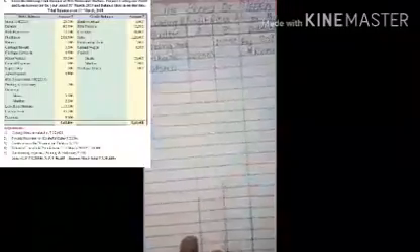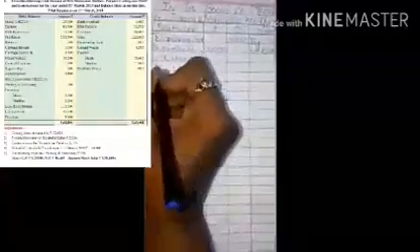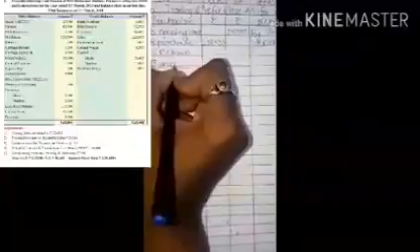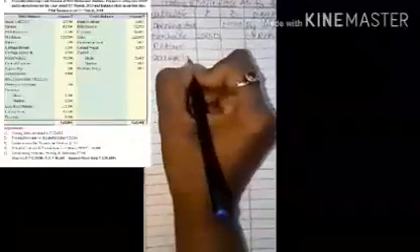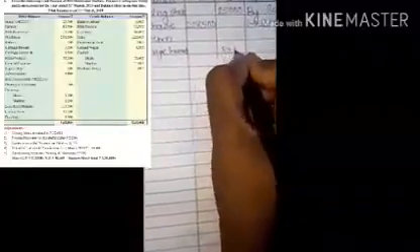Next item is purchase. Purchase, we know, goes to the trading account, debit side, inner column, and the amount of purchase is 2,08,500. So inner column 2,08,500. Our next item is carriage inward. Carriage inward goes to the trading account, debit side, "To carriage inward," outer column amount is 3,000.